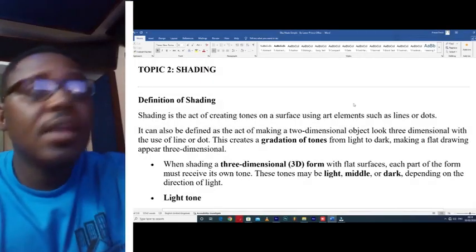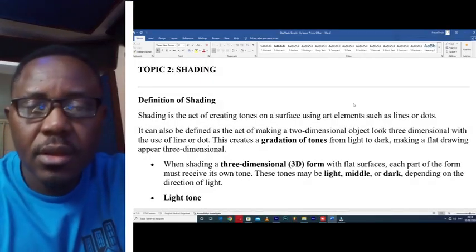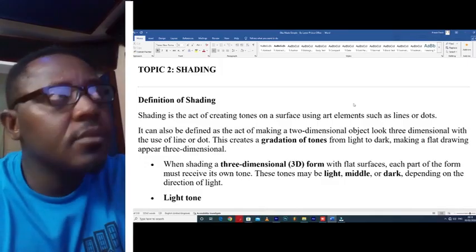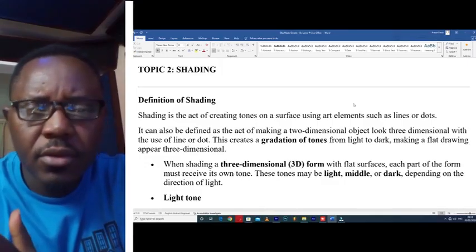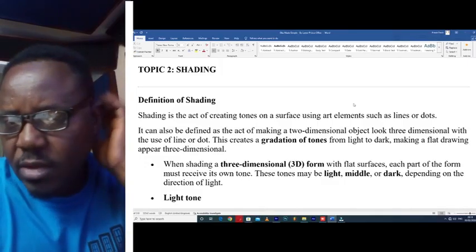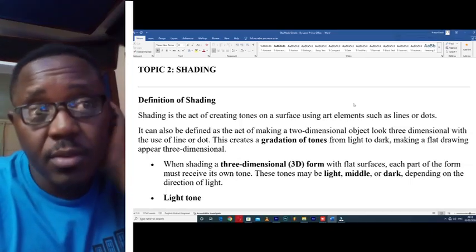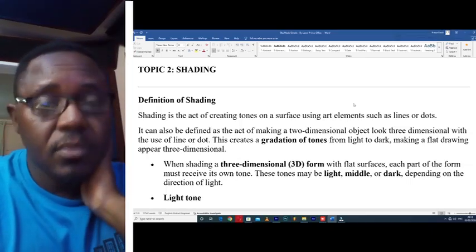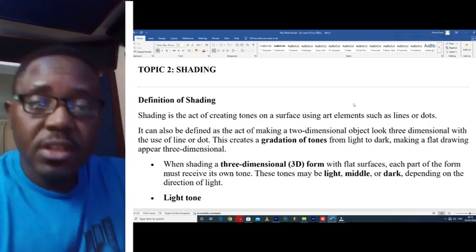Welcome to today's class. Today we'll be doing something new, that is shading. To some of you it's not going to be new because you might have done it in your school before, and to some people too it might be new. All the same, we are doing shading today.